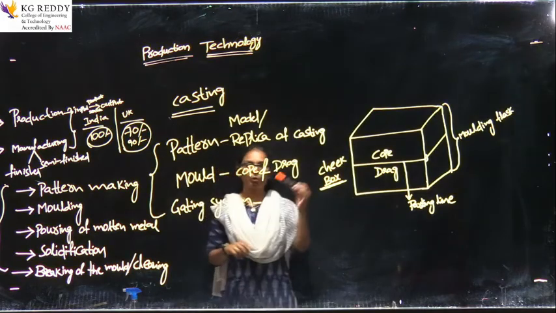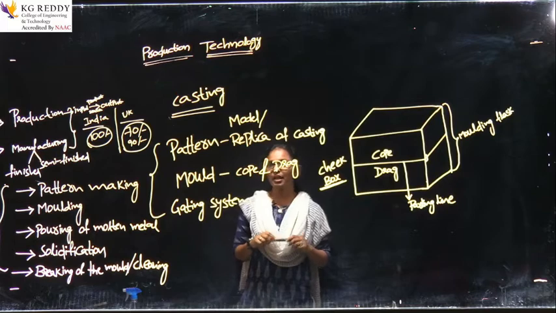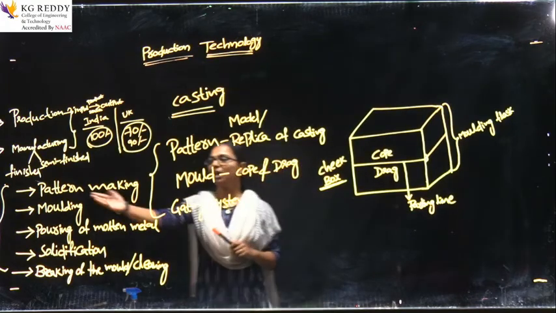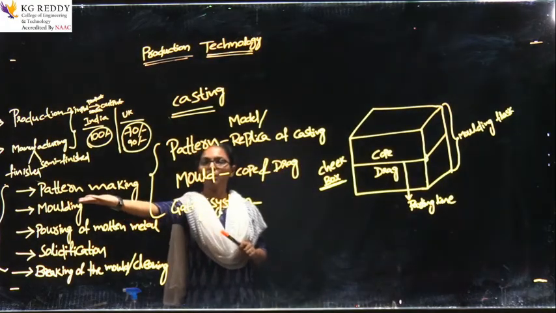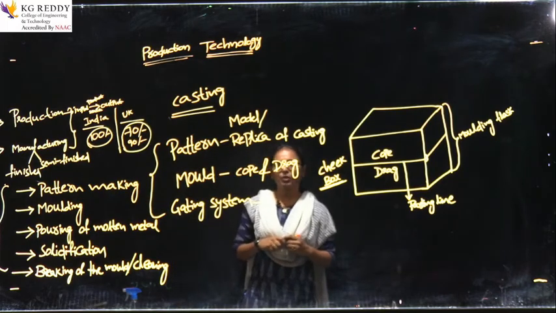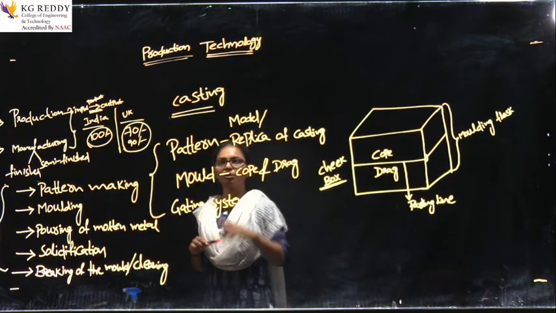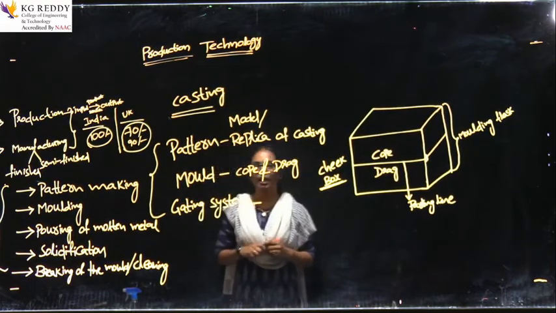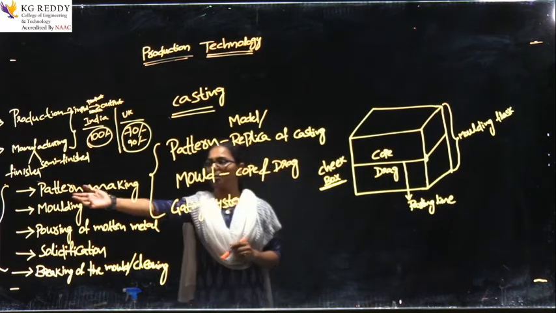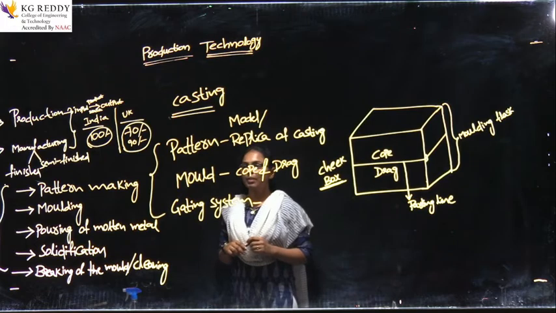Pattern is nothing but the exact duplicate, the exact model, of whatever component we are going to make by casting. Before performing the casting process, the first step is pattern making. Already we know what components we are going to make with the help of casting, so accordingly we need to prepare the pattern.